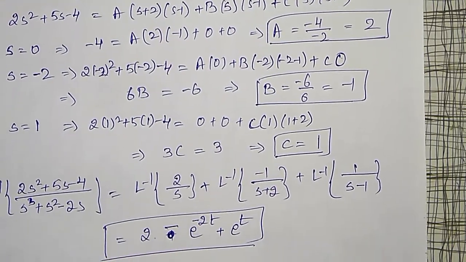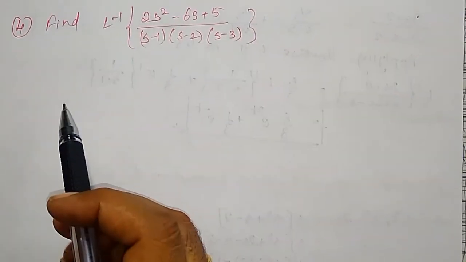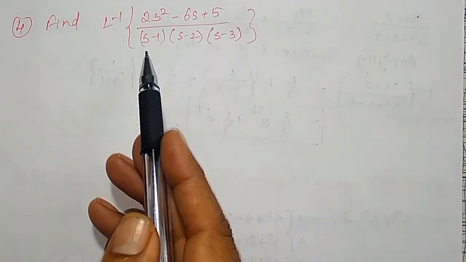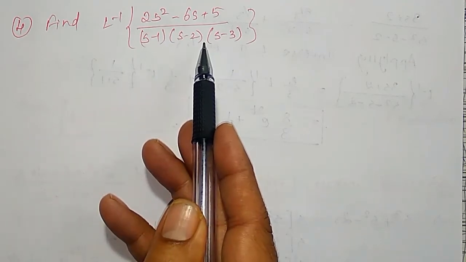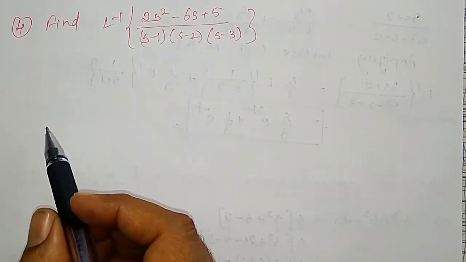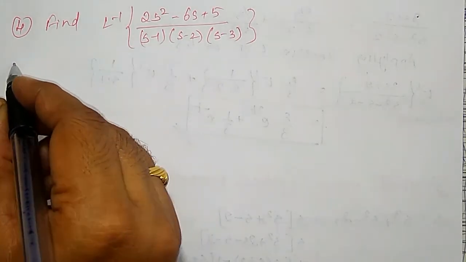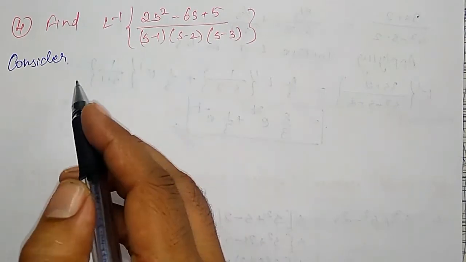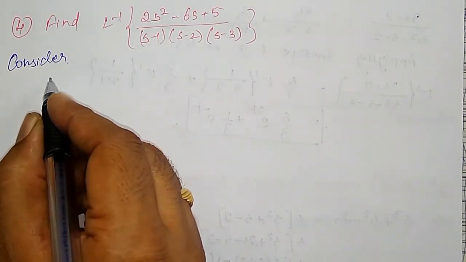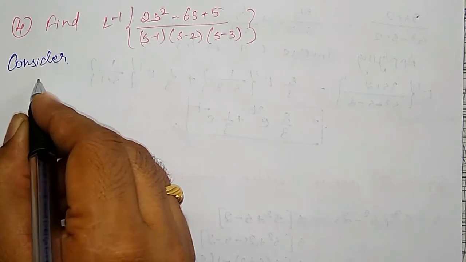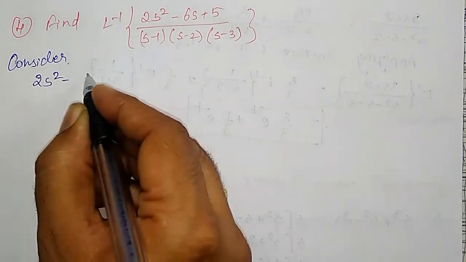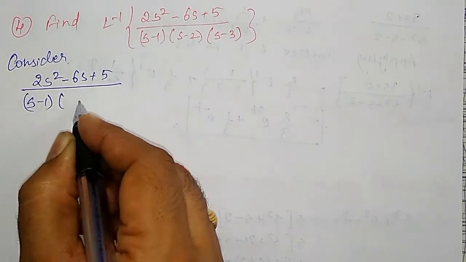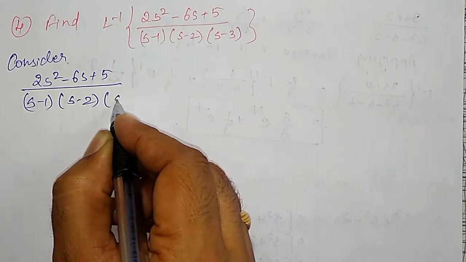Like this, another example I am going to do here. Another example is to find the inverse Laplace transform of (2s² − 6s + 5) divided by (s − 1)(s − 2)(s − 3). Consider the denominator has direct factors, and it is a proper fraction, therefore we need the inverse Laplace transform of (2s² − 6s + 5) divided by (s − 1)(s − 2)(s − 3).